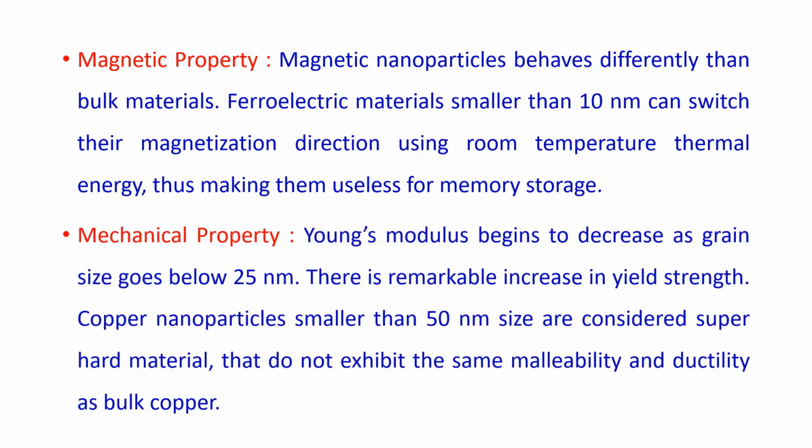Mechanical property: Young's modulus begins to decrease as grain size goes below 25 nanometer. There is a remarkable increase in yield strength. Copper nanoparticles smaller than 50 nanometer size are considered super hard metal that do not exhibit the same malleability and ductility as bulk copper. So you can see that the properties change, whether it is mechanical, magnetic or optical, when you reduce the size of the particle.